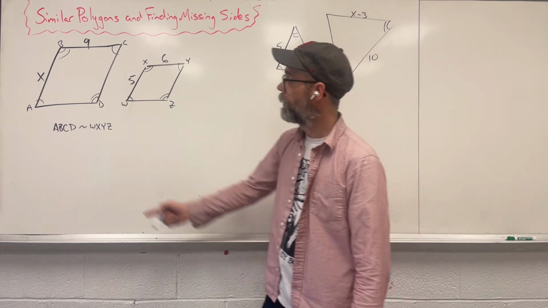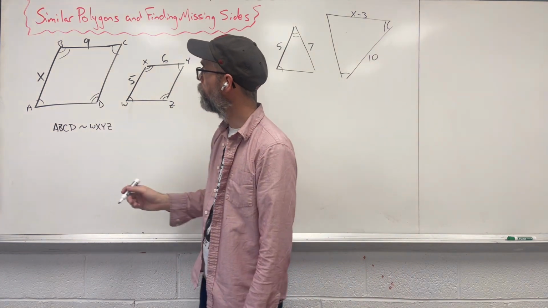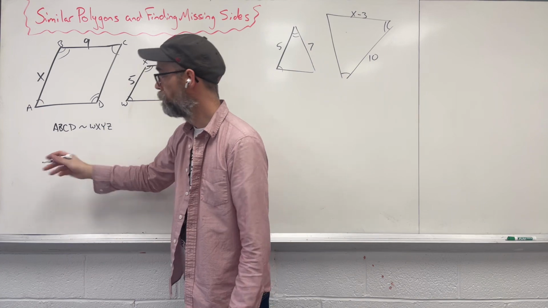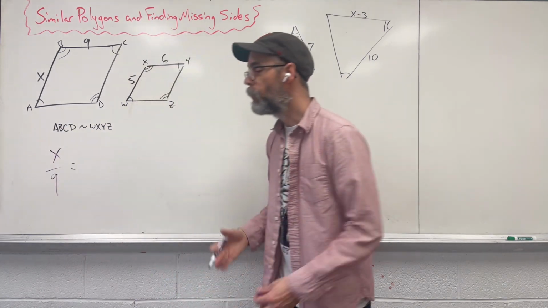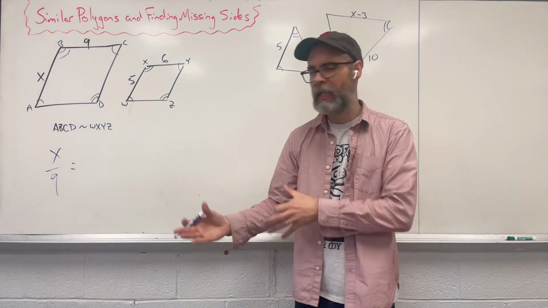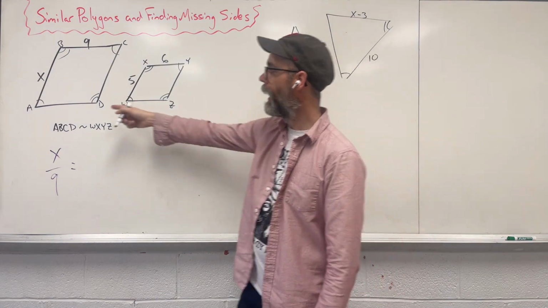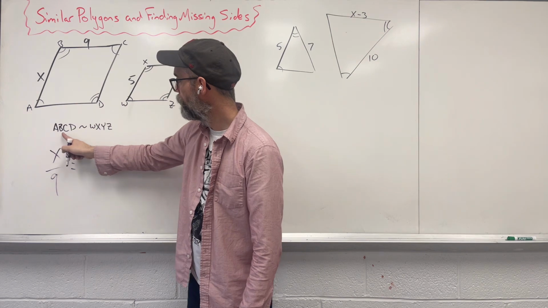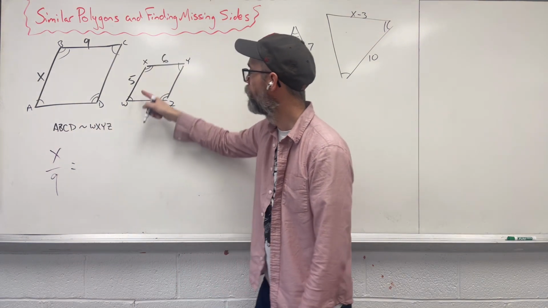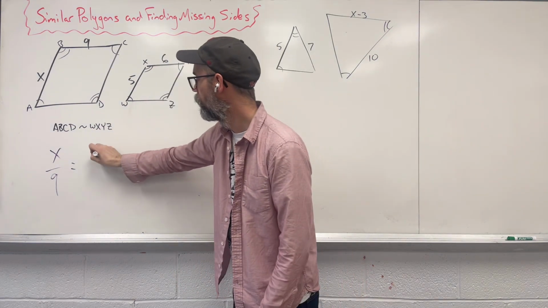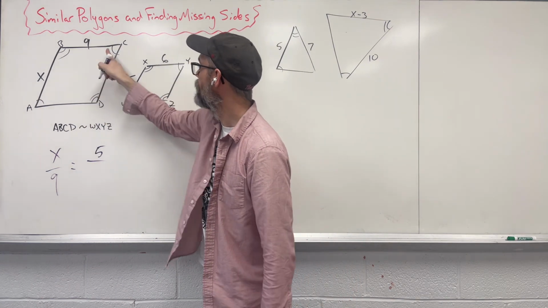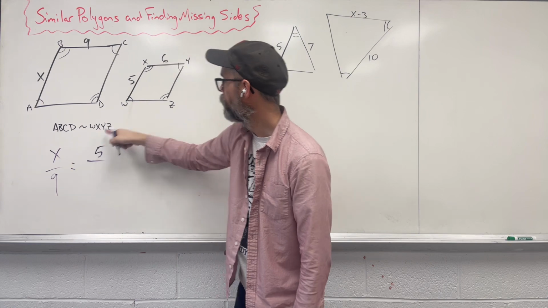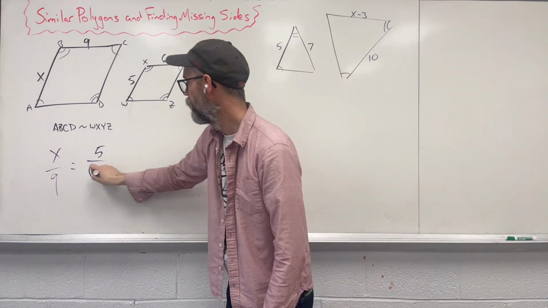So let's take a look at our first figure. I'm looking at my big shape here, my big parallelogram. I'm going to just pick two sides, x over 9. I'm going to set that equal to the exact same pieces on the other side. Well, x is AB. AB matches up with WX, so that's this side right here. We'll say 5. And then BC matches up with XY, which is up top here, 6.